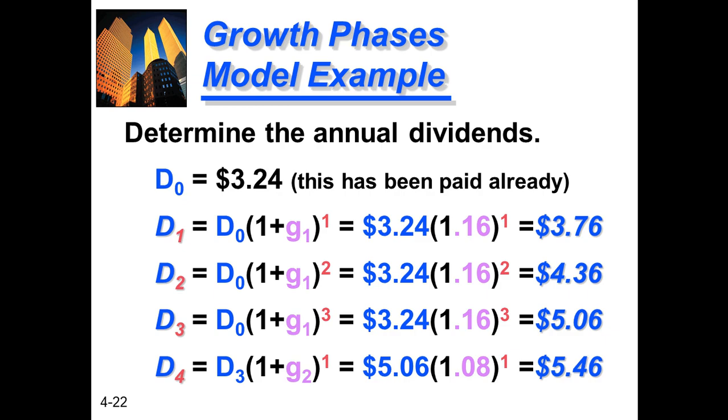Now for the second phase, D0 is not used. Now D3 is D0 for the second phase. So D4 is equal to D3 times 1 plus G2 whole to the power of 1. So 5.06 is D3, and 5.06 multiplied by 1.08. You can see in the second phase we said that there is 8% growth, whole to the power of 1, which becomes 5.46.